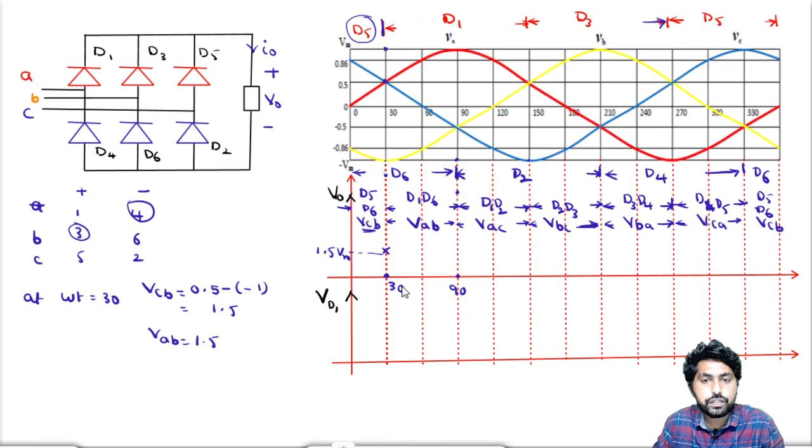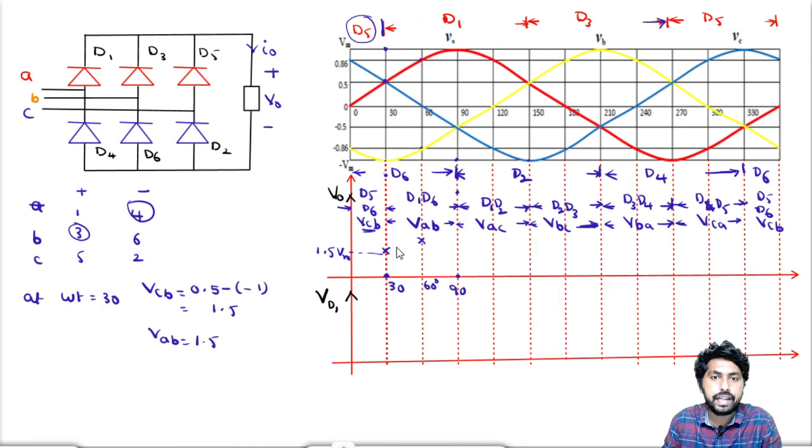Now let us find at 60 degrees also. So at 60 degrees, what happens? At 60 degrees I need to find the VAB. A is here and B is yellow color. So that is 0.866 minus of minus 0.866, so root 3 by 2 minus of minus root 3 by 2. It will be root 3. So definitely it is greater than this.